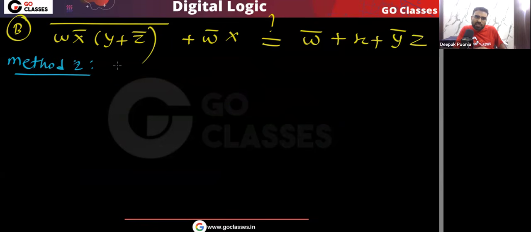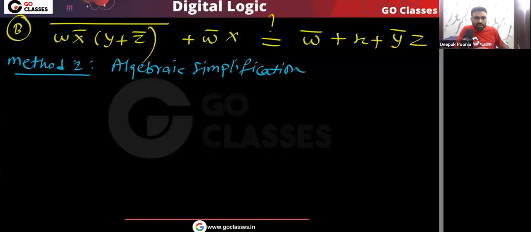What is method number 2? That is algebraic simplification. So if you apply the algebraic simplification, then look at LHS. Let's simplify the LHS. So here you can apply the De Morgan law. So what you will get? You will basically get W bar or X or Y bar Z. And here you already have W bar X.